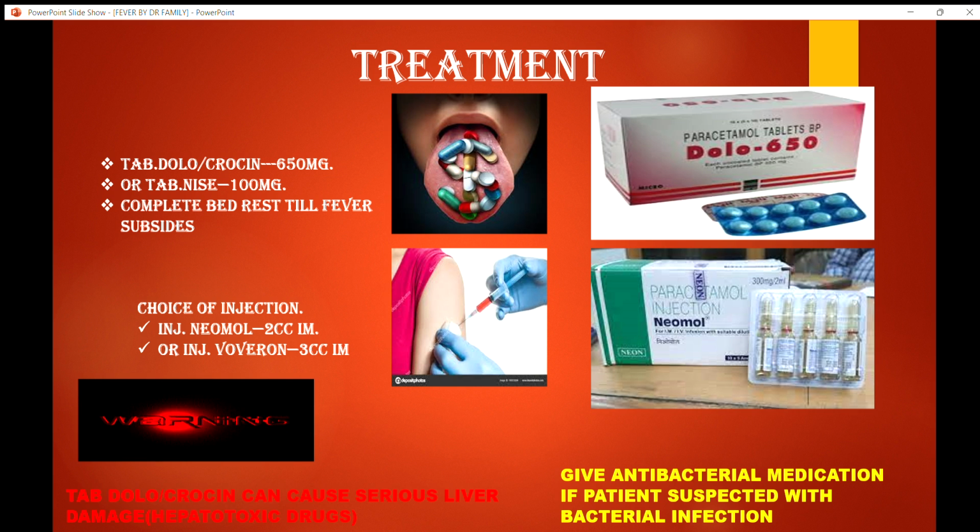And in the diagram beside, there is a vial of Neomol. So you can check that. That is intramuscular; they are giving 3 cc intramuscular, and there is a warning there that paracetamol is hepatotoxic. So you should control the dose of the drug. That is very important.